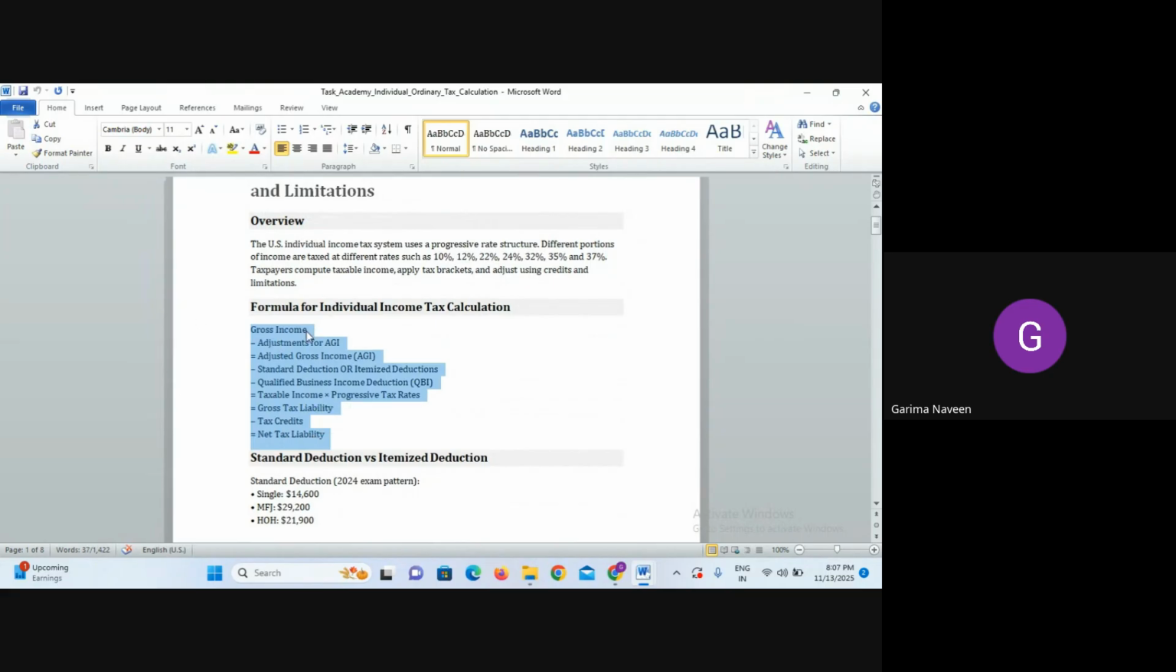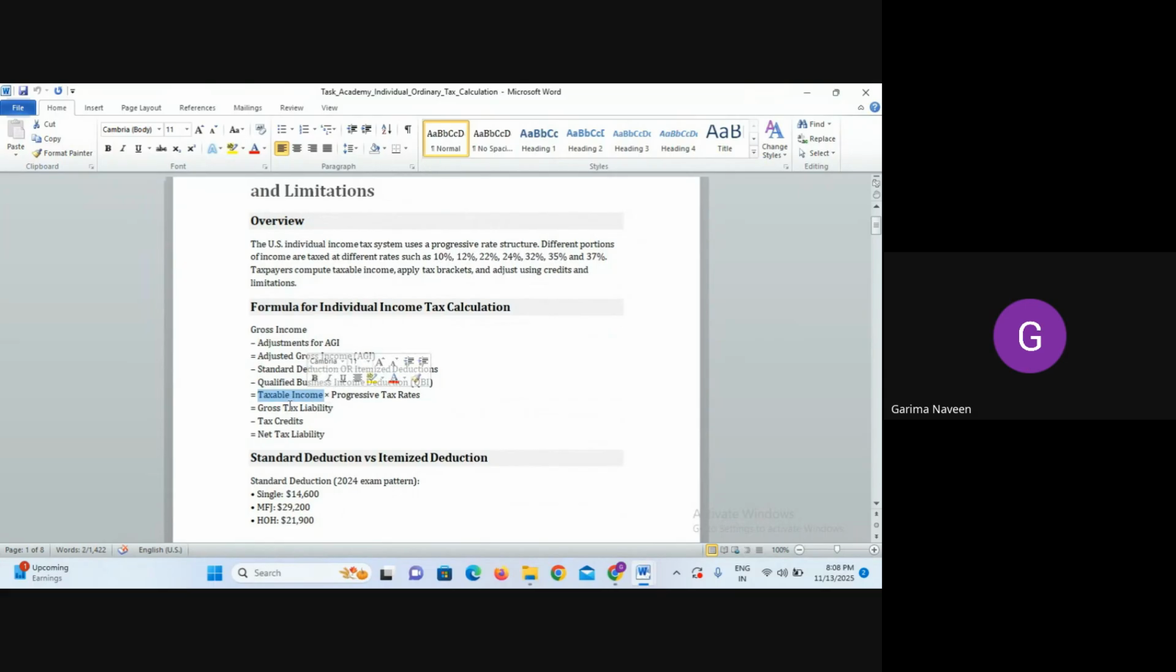First of all, you have gross income. From the gross income, you first have some adjustments, which are called above the line adjustments. After adjusting these items, you will get your adjusted gross income. From adjusted gross income, you can deduct either the standard deduction or the itemized deduction. Also, for an individual taxpayer, you have a special kind of deduction, which is the qualified business income deduction. After deducting these, we will get our taxable income.